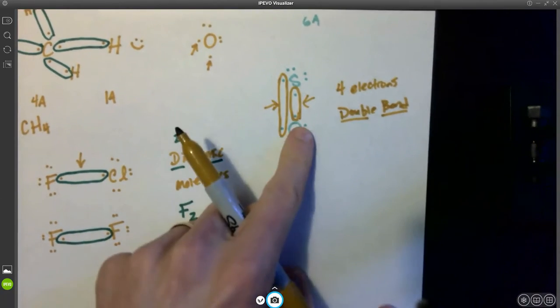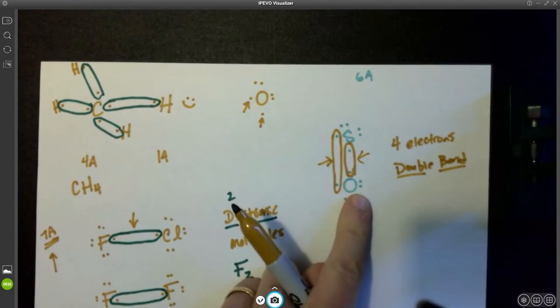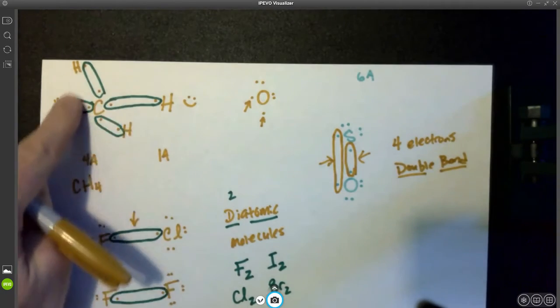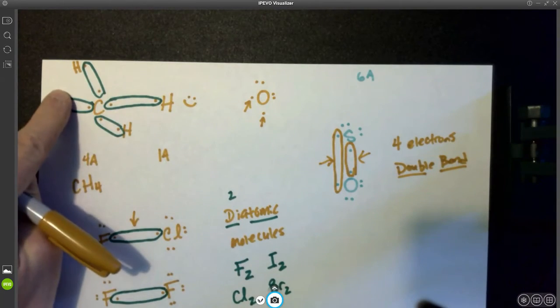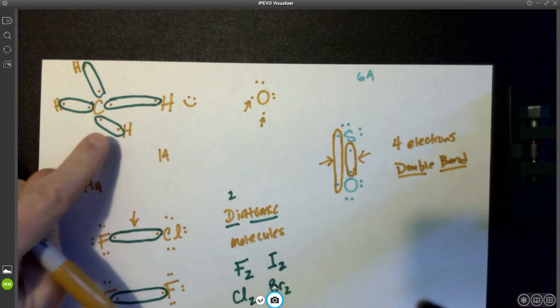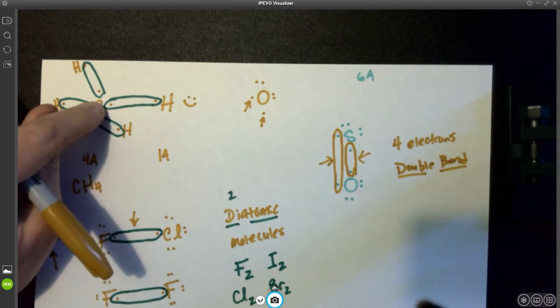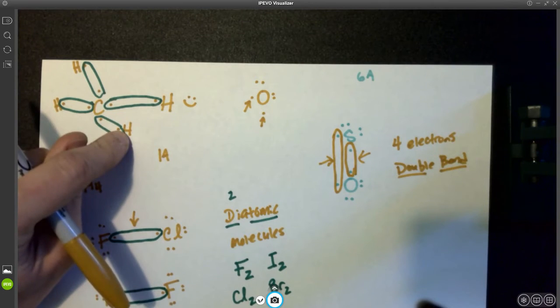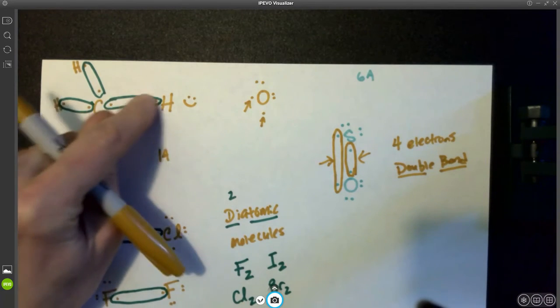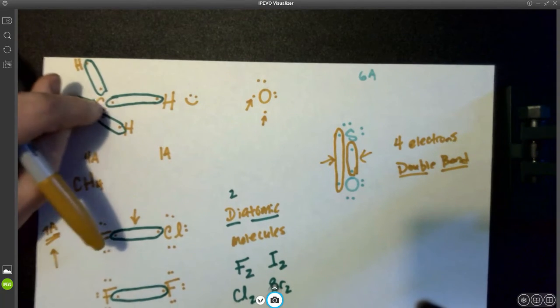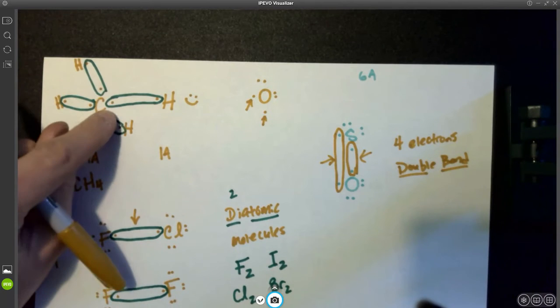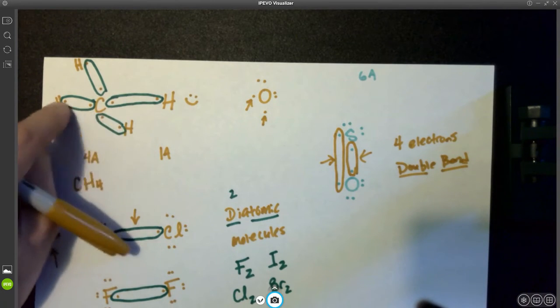All right, over here then, just for comparison's sake, notice that we would not call this a quadruple bond. We would call this 4 single bonds, right? Because this carbon has a single bond with this hydrogen. It has a separate single bond with this hydrogen. It has a separate single bond over here, and it has a separate single bond over here, right?